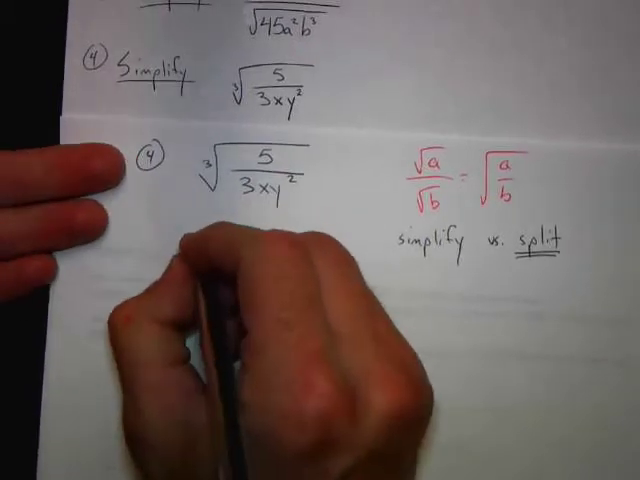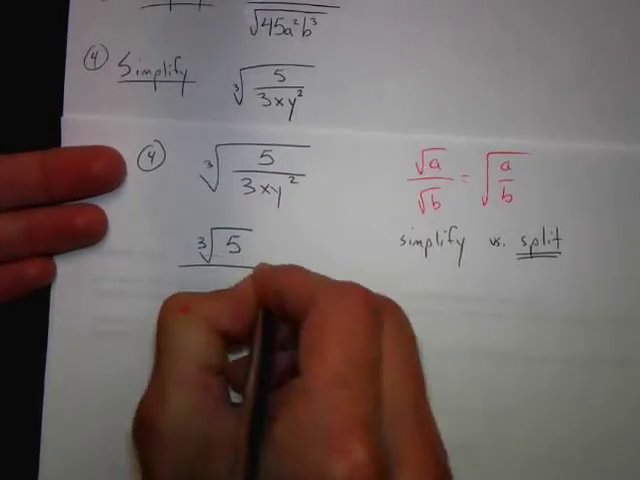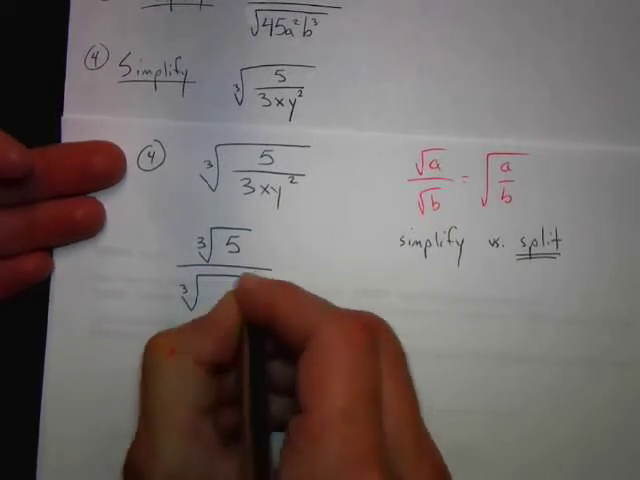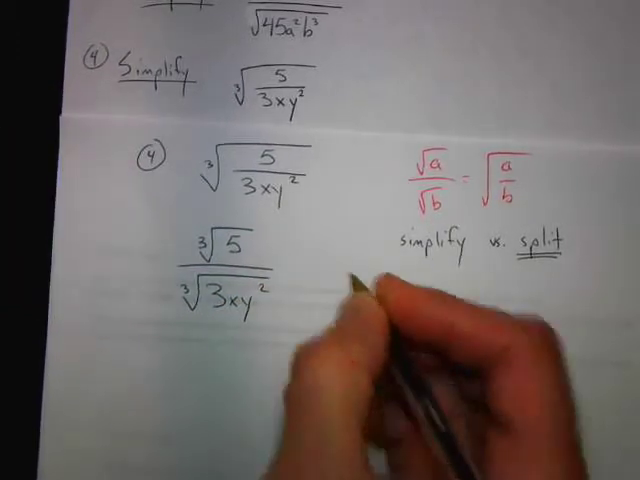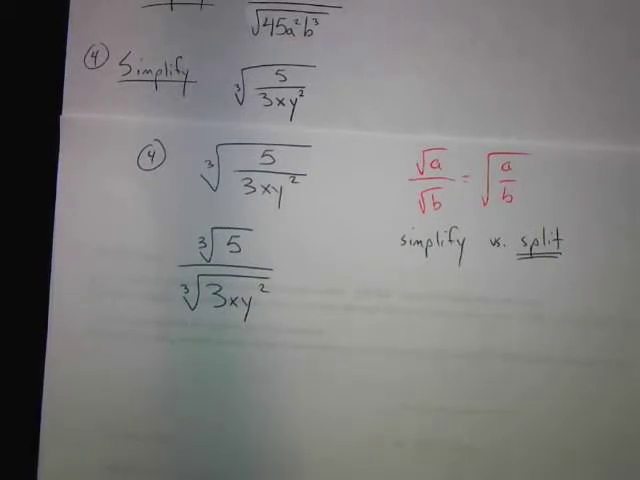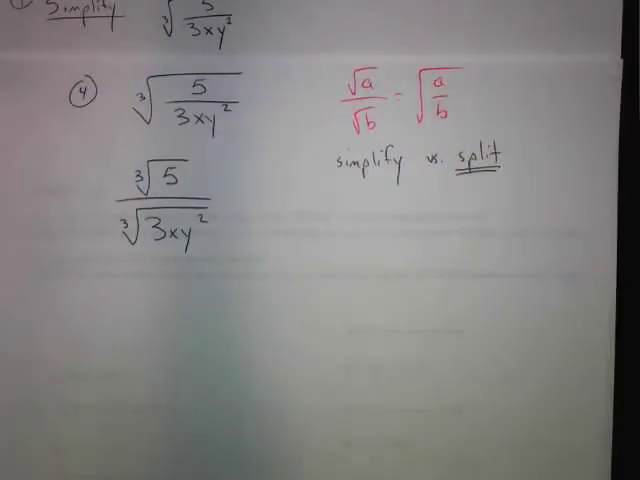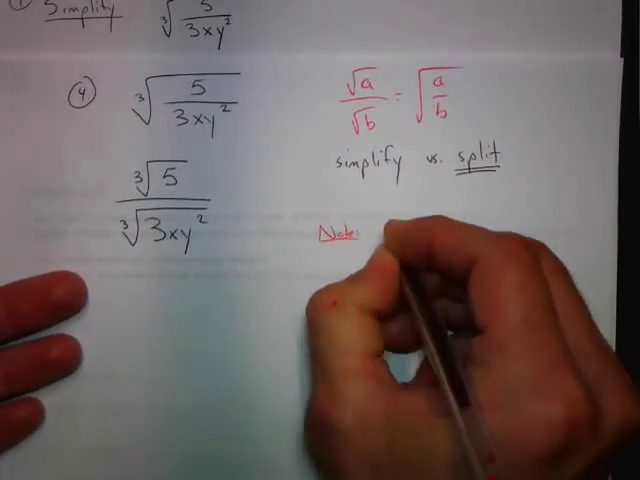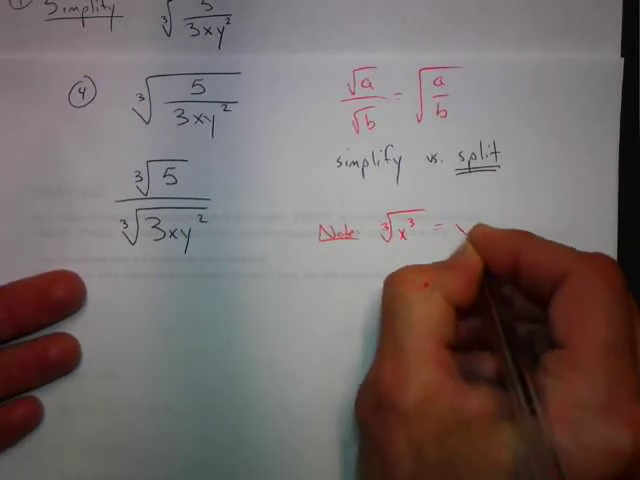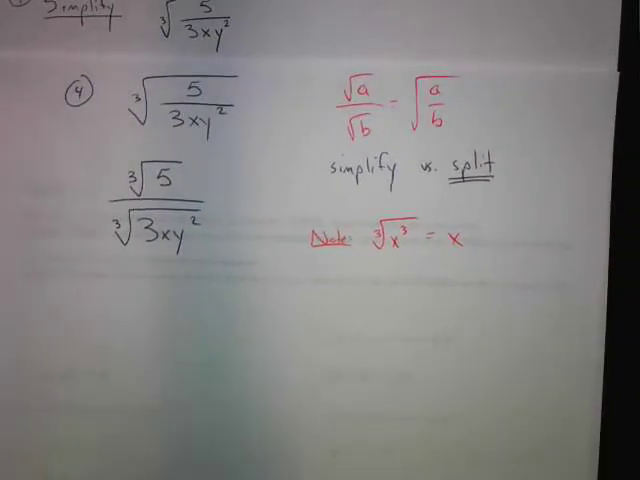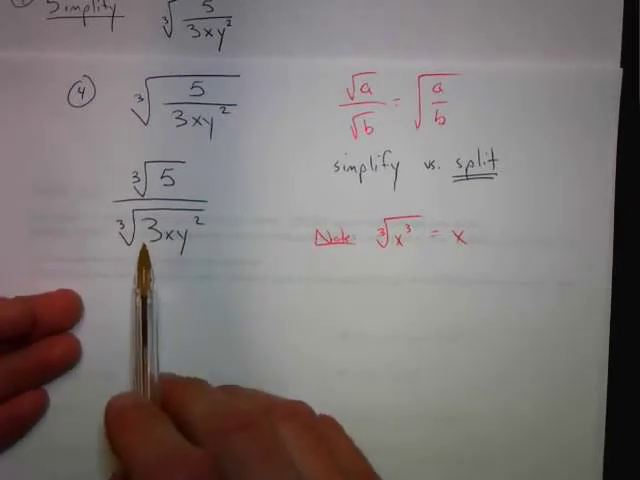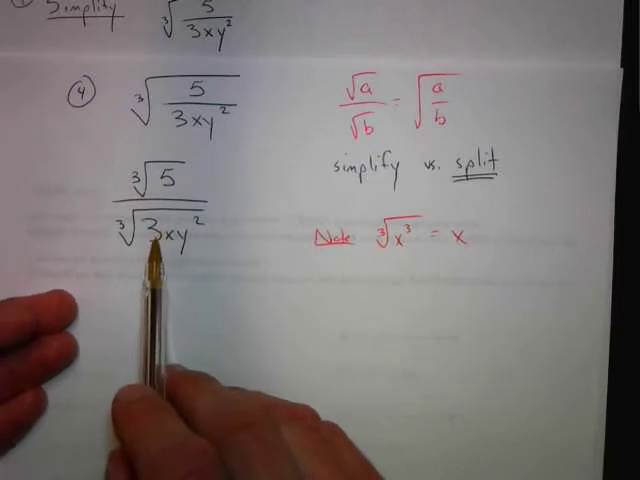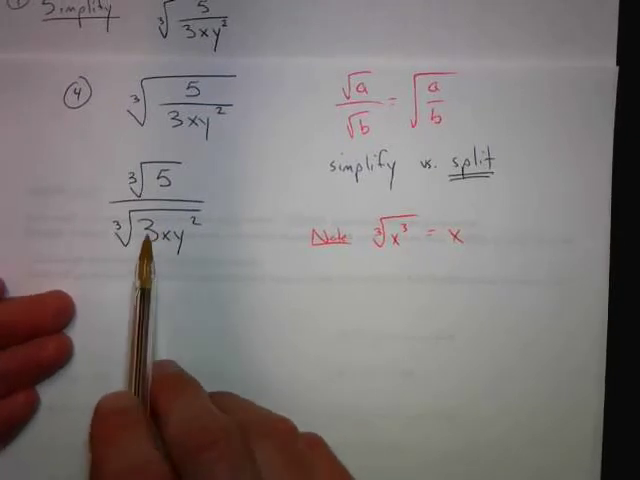So in the numerator, we have the cube root of 5. In the denominator, we have the cube root of 3xy squared. And this is where the thinking cap's got to be on. Now remember, how do we rationalize the denominator if we're dealing with cube roots? Note that the cube root of x cubed is what will get rid of the radical sign. So, how do we get rid of the radical sign for this 3? There's only one 3 here. How many more 3's would we need to multiply in order to get rid of it?